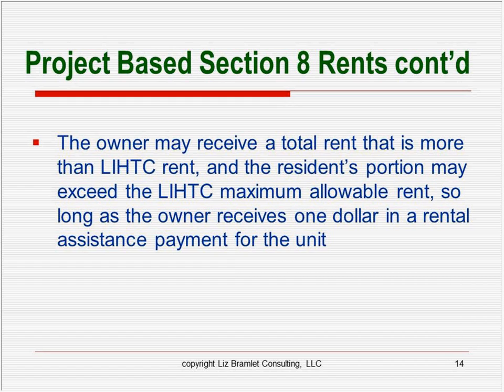On the development side, paying them and operating them for property management, because that extra revenue can have a really big impact on whether or not the project can work out and be truly financially viable. So the rent that you can collect for the unit is set by the Section 8 program. It may exceed the tax credit rent, and the resident portion may also exceed the tax maximum rent, so long as you receive a rental subsidy payment on their behalf.